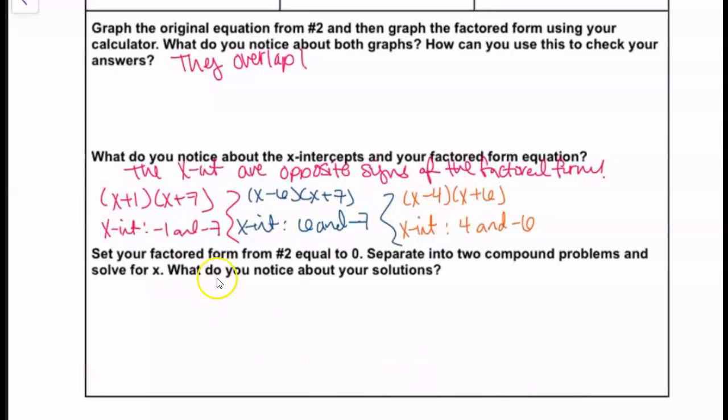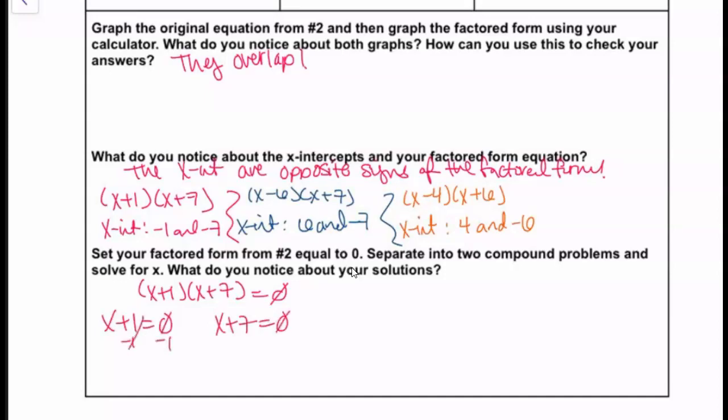So if I set my factored form from equation 2 equal to 0, and we separate into two compound problems and solve for x, what do we notice about our solutions? So my factored form from number 2 was x plus 1 and x plus 7. If I make this equal to 0, what it means by compound expressions is that I know 0 times anything is 0. So if I get an x value that turns the entire parentheses into 0, it doesn't matter what this is here, because 0 times anything is 0. Similarly, if I find an x value that turns this entire thing to 0, it doesn't matter what this x turns into, anything times 0 is 0. So I do x plus 1 equals 0, and x plus 7 equals 0.